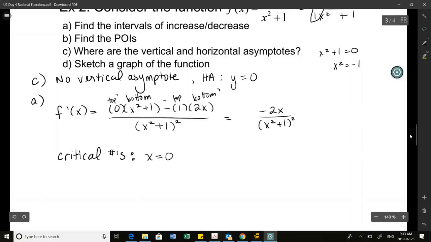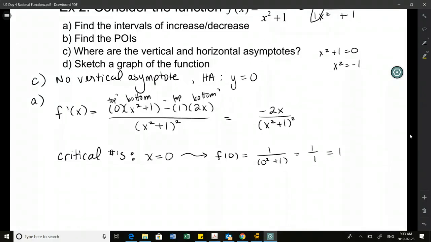No, our horizontal asymptote, this is different. This is a critical number. Okay, so in order to find the y-coordinate of this critical number, I evaluate f at 0. And I get 1 over 1, which gives me 1. So far, so good? Okay.